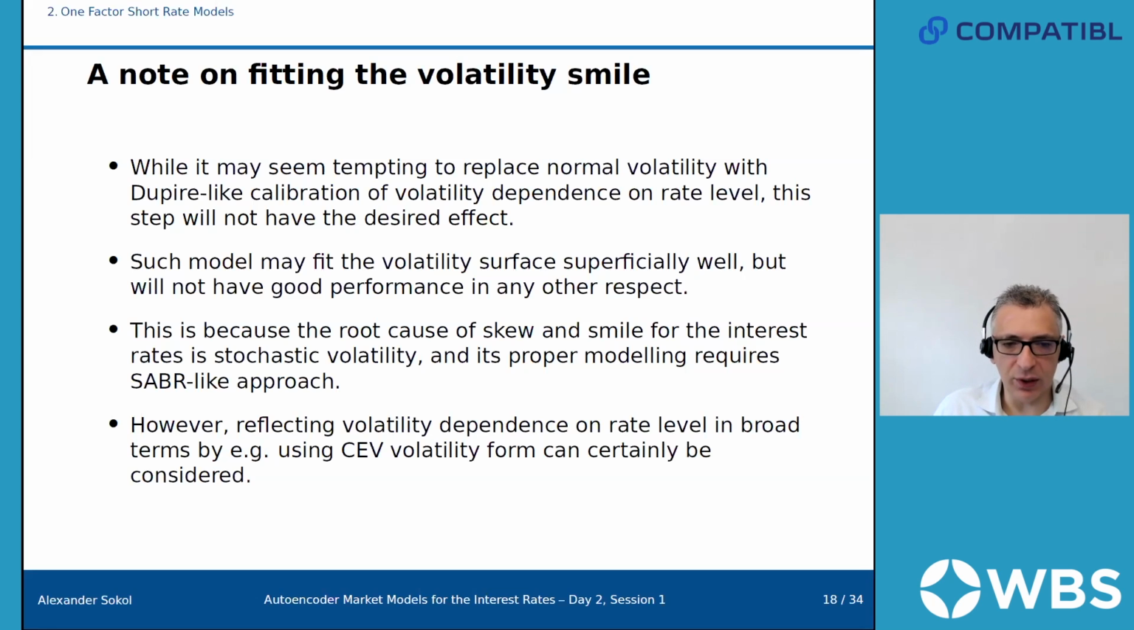However, that being said, reflecting volatility dependence on rate level in broad terms is actually advisable. So maybe you don't want normal, you want square root, or shifted square root, or perhaps even shifted lognormal. And as we discussed before, I didn't mess with the volatility term, only with the drift term. So whatever you can do with any classical one-factor short rate model, you can also do with this model, because we're only using the autoencoder to change the drift term, but not the volatility term.